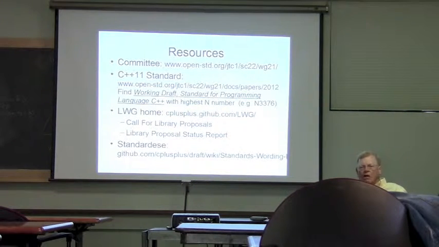It's a little hard to find the latest working draft. As far as I know, you still go to that URL up there, and we've got fast connections, so I'm not going to take the time to try that right now. But you look, it lists a bunch of document numbers, and you look for one whose title is Working Draft, Standard for Programming Language C++, and you look for the one that has the highest number. That's the latest draft.